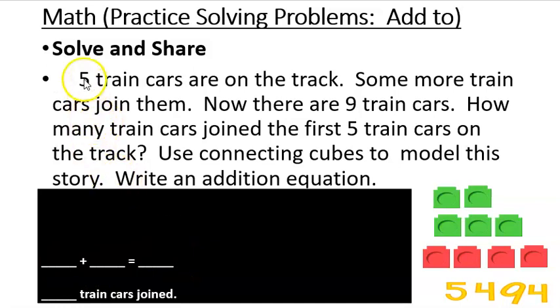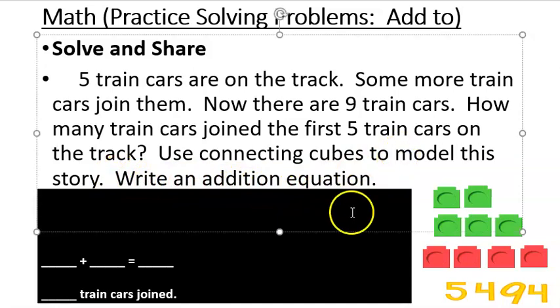But let's read first what we're working with, okay? Read with Mr. Begay. Here we go. Let's read the whole thing and then we'll break it apart. 5 train cars are on the track. Some more train cars join them. Now there are 9 train cars. How many train cars joined the first 5 train cars on the track? Use connecting cubes to model this story. Write an addition equation.